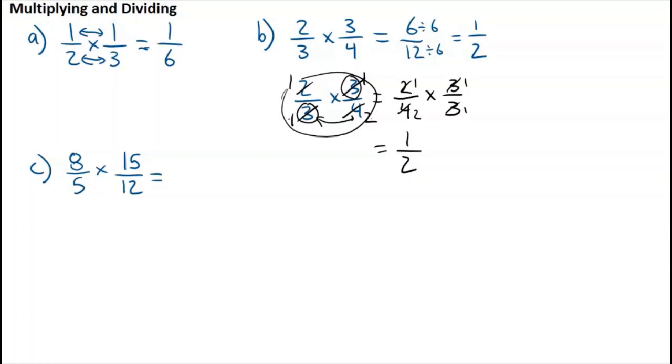easy to deal with. The first thing I'm going to recognize is that the 5 and the 15 have a common multiple of 5. 5 goes into the 5 once and into the 15 3 times. So I can write that as really 8 over 1 times 3 over 12. Well, I can also do the same with these two numbers. I can recognize that 4 goes into 8 twice and 4 goes into 12 3 times. So now this is like 2 over 1 times 3 over 3.